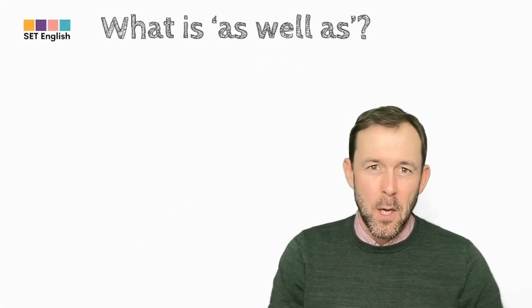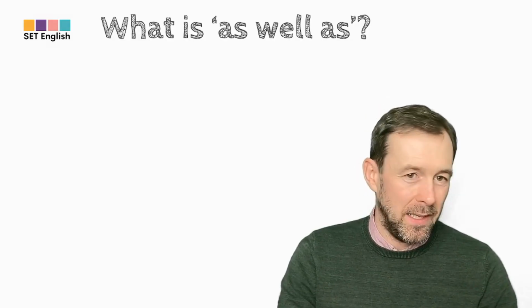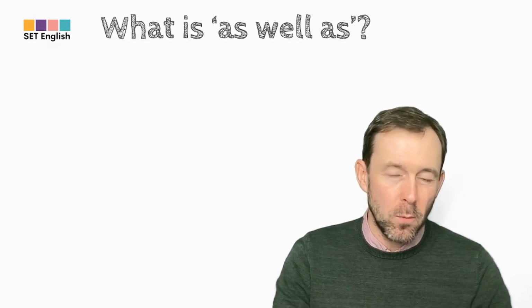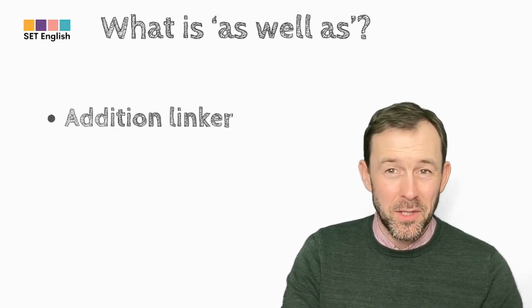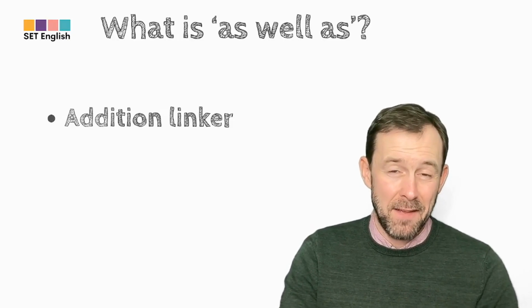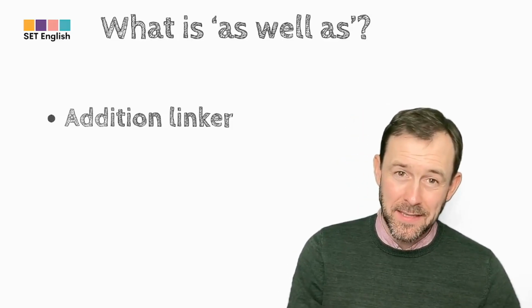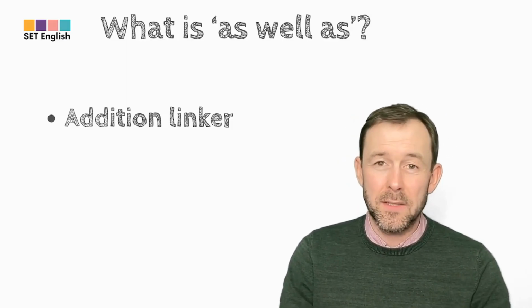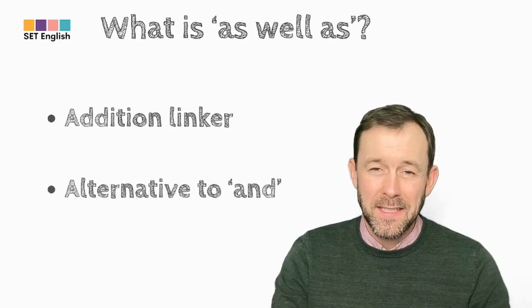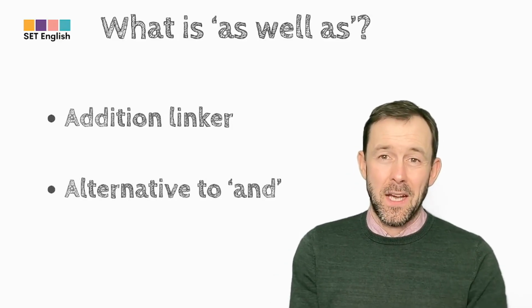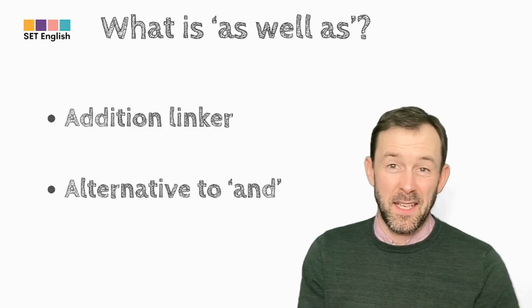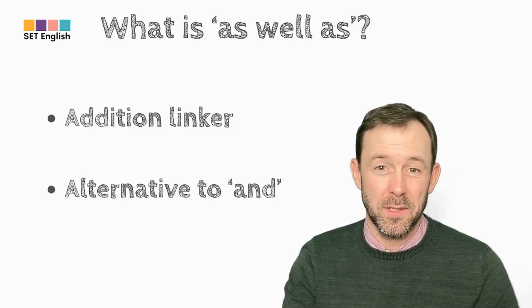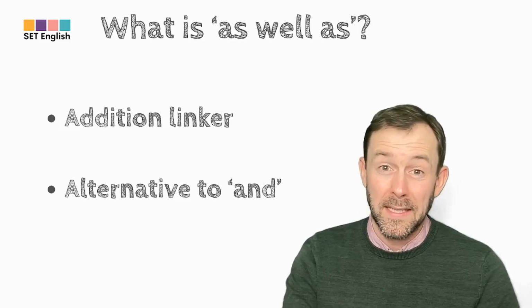All right, okay, so let's do it. Let's get started. Well, what is "as well as"? Well, it is an addition linker. It's a phrase that we use to add information to our sentences. That's all it does. Now it's an alternative to "and". A lot of people use it because they feel like they've used "and" enough in their writing, and they want to have a bit of variety.